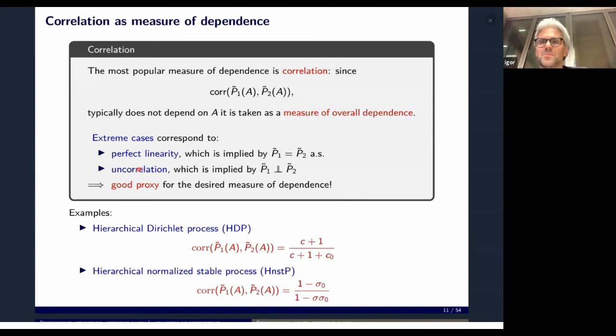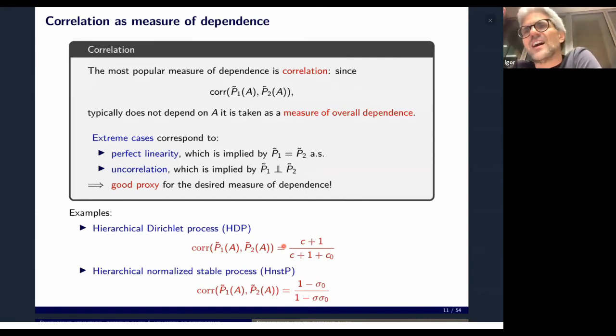On top of that, I said mathematical convenience. We haven't introduced them yet, but we will do soon. For instance, they give rise to very simple expressions. For the hierarchical Dirichlet process, the correlation between the two random probability measures of the two populations turns out to have this simple expression. I will discuss what these parameters are later, but just to show you that you get very simple objects. So that's also the reason for the popularity.